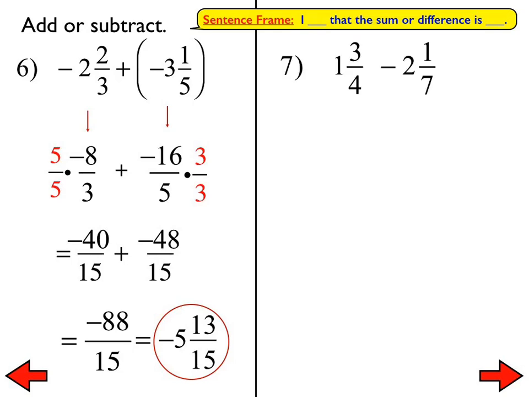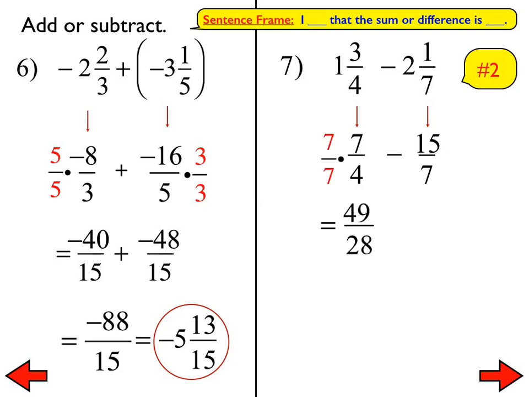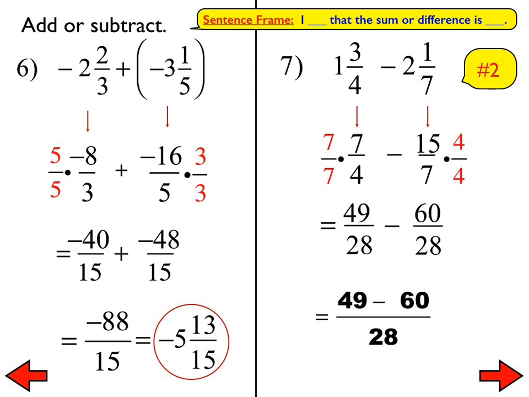Everybody try number 7. For number 7 is negative 11/28. Let's see if that is correct. First mixed number turns into 7 over 4. Second one turns into 15 over 7. Common denominator is 28. And then do not skip that step right there.